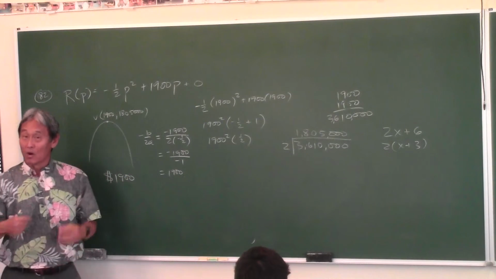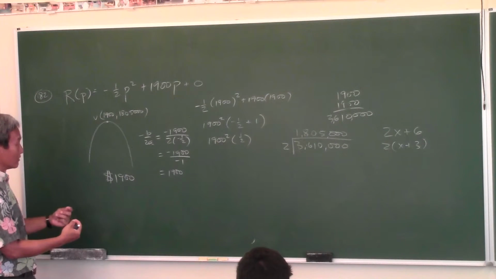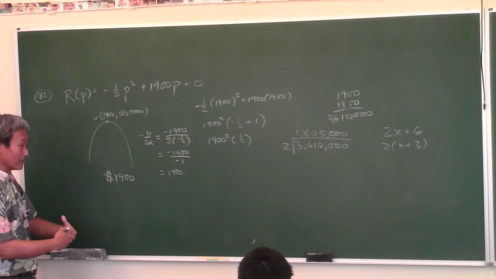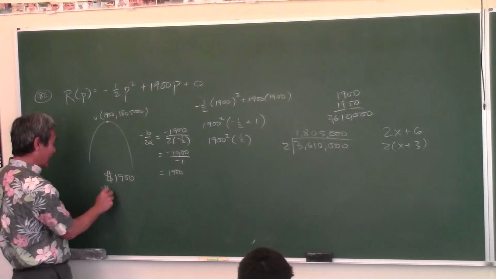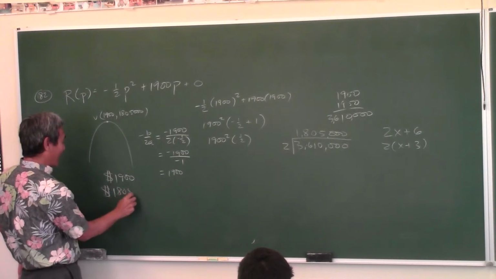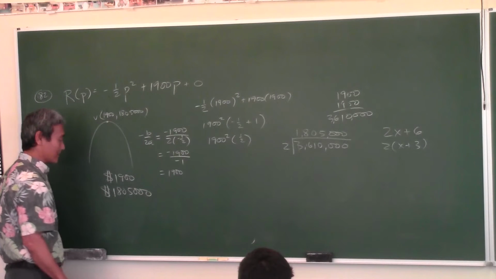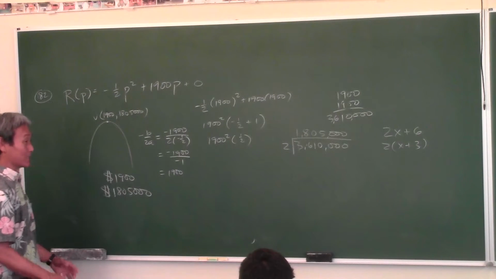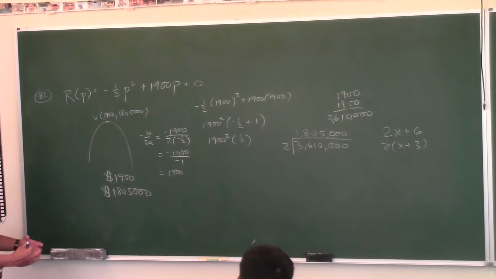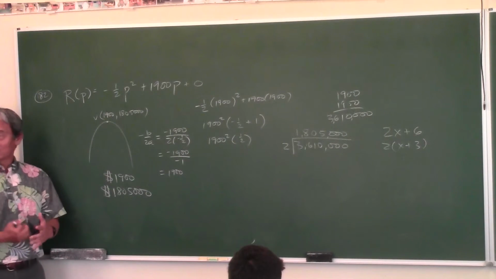Okay, and then it says, what is this maximum revenue? How much money will I bring in? Yeah, right there. $1,805,000. It's pretty good money. Well, who's gonna buy a Pokemon deck for $1,900? Yeah, but it's made of gold. Okay, so you gotta make sure you answer the question.